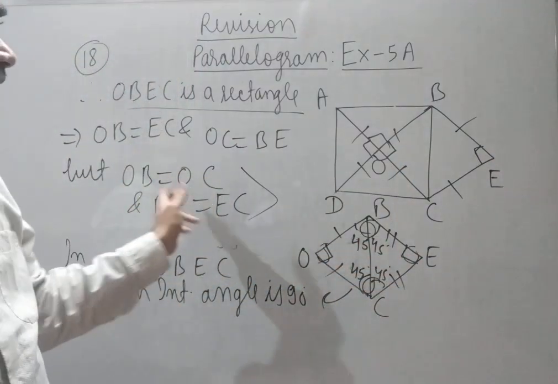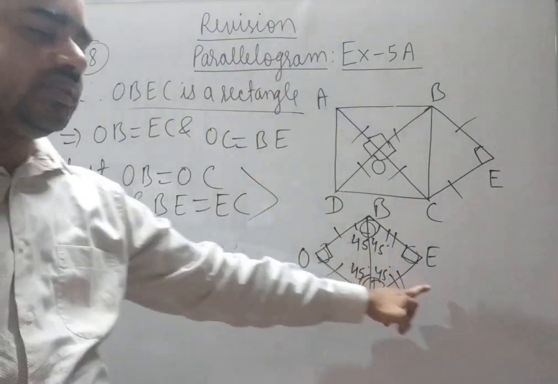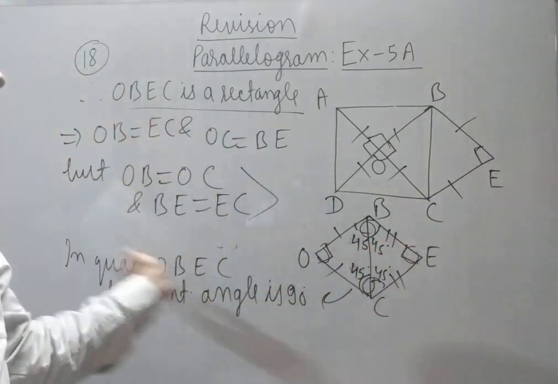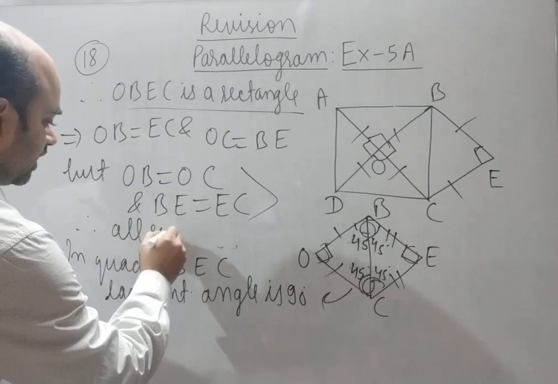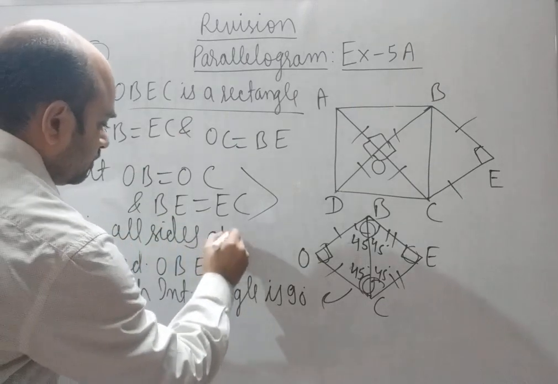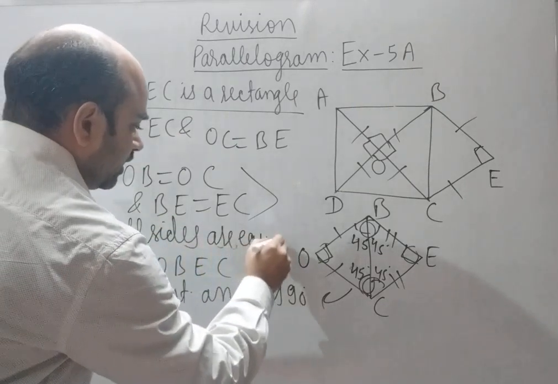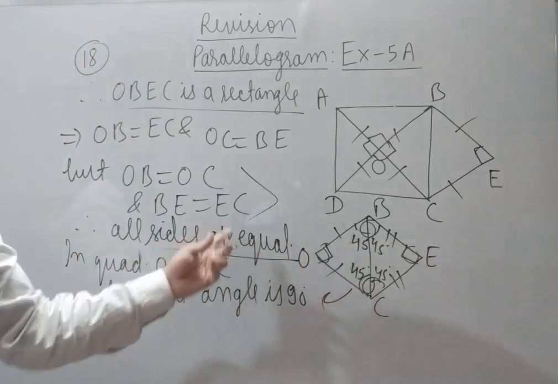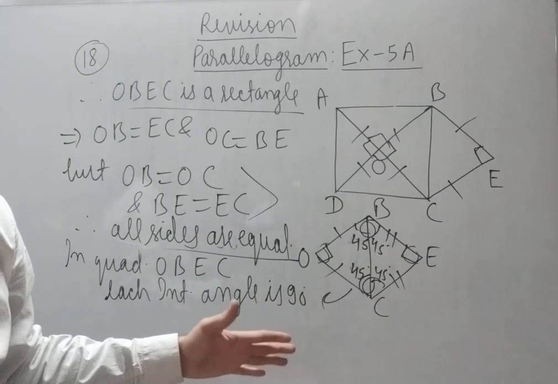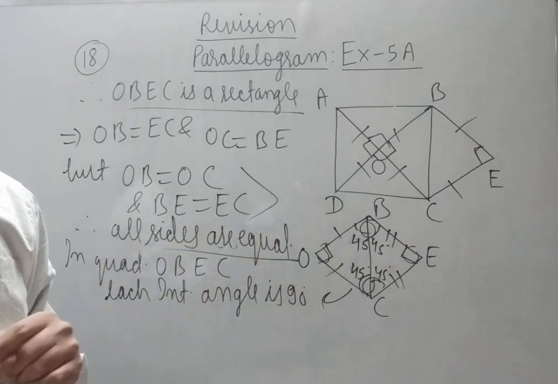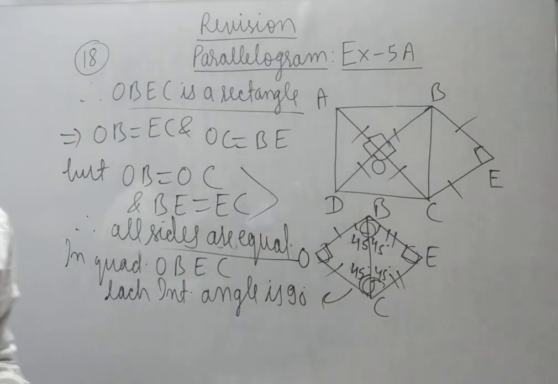But when it is a rectangle, opposite sides are equal, therefore all sides are equal, correct? So when all sides are equal and each interior angle is 90 degrees, it means OBEC is a square, correct?